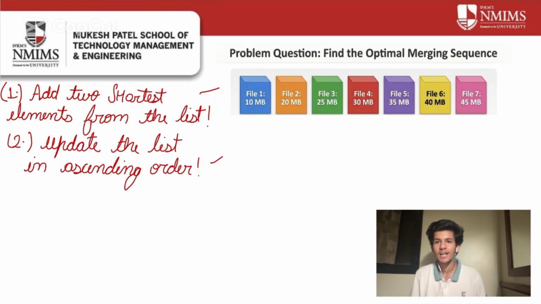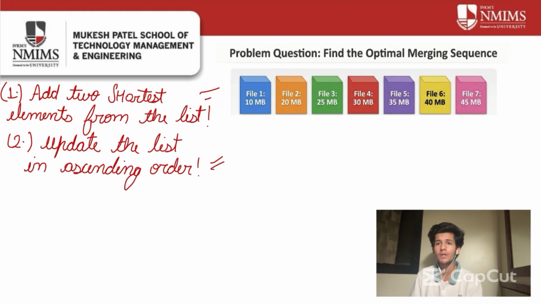Hi guys, I'm Chirag and I'm a second year MBTech student at NMIMS Shirpur, and I'll take you further to the problem on optimal merge sequence. Now to solve the optimal merge sequence you have to remember two steps. That is, add the two shortest elements from the list and update the list in ascending order.